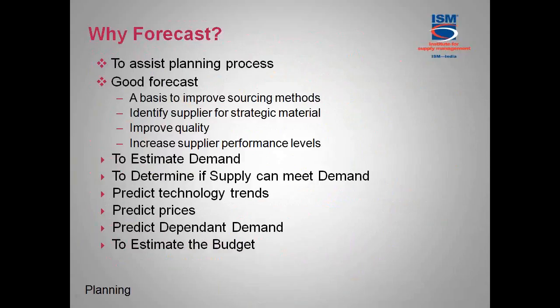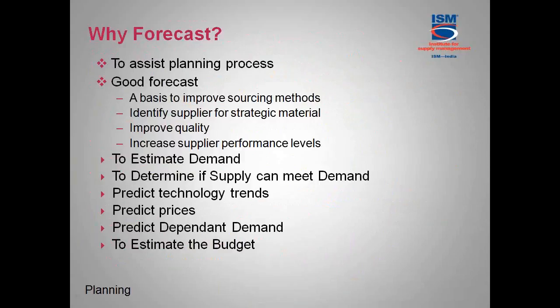Most of the companies who are working in the reactive mode, their supply performance is not up to the mark. Because when they are not getting demand in time, how can they supply in time? So for improvement of supply performance, forecasting is very important, to estimate demand and to determine if supply can meet the demand. If your demand is maybe 100 units and your supply is not more than 60 units, how can you meet the demand?